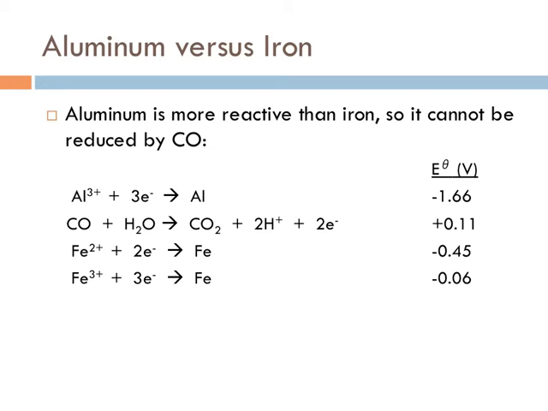If you remember, part of the processing of iron was that iron would be reduced by carbon monoxide. The same process cannot be used for aluminum because aluminum is more reactive than iron, and it can't be reduced by carbon monoxide. Okay, and you can look at the electrode reduction potentials. The reduction of iron II might be a little difficult for carbon monoxide as well, but definitely not for iron III.